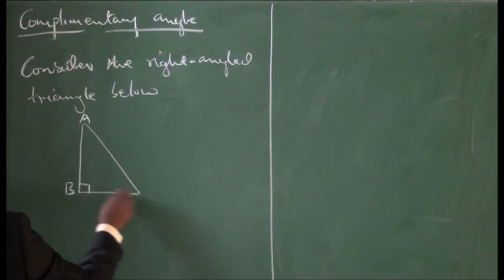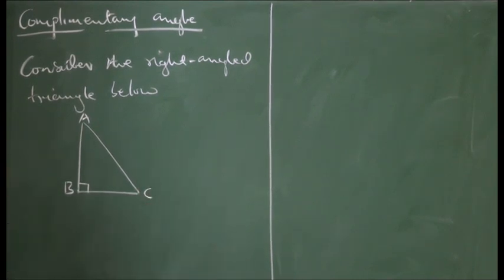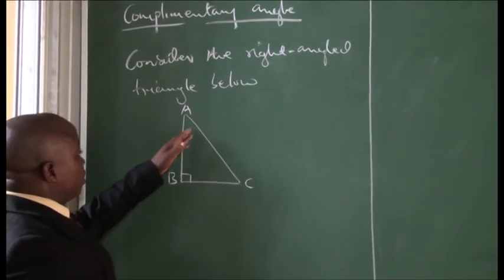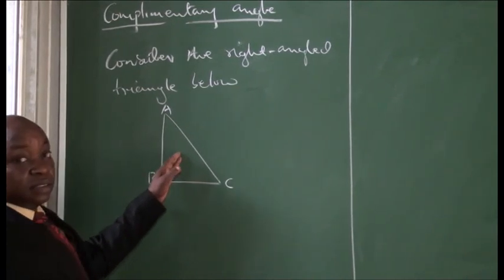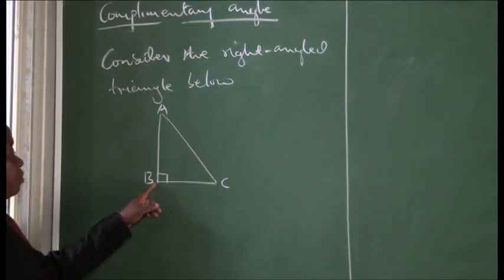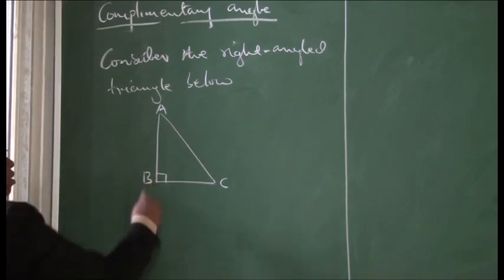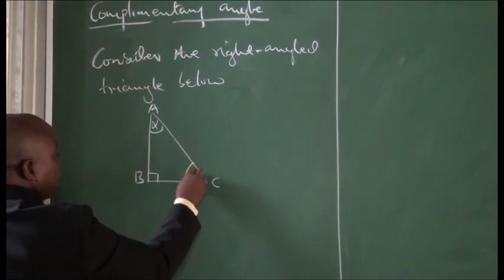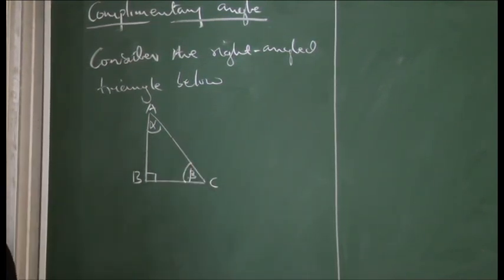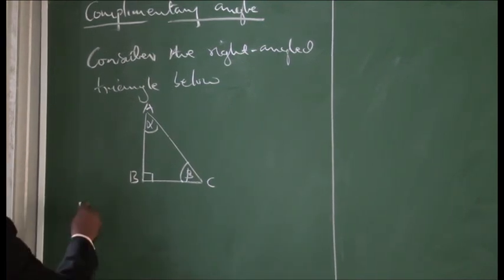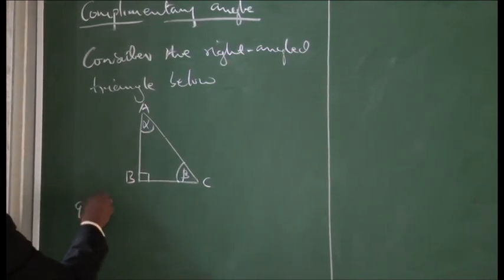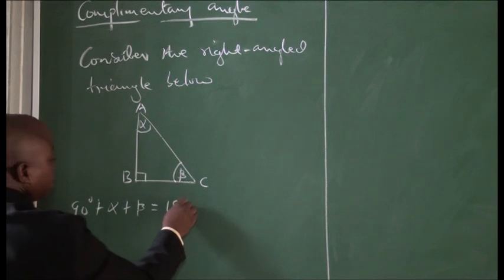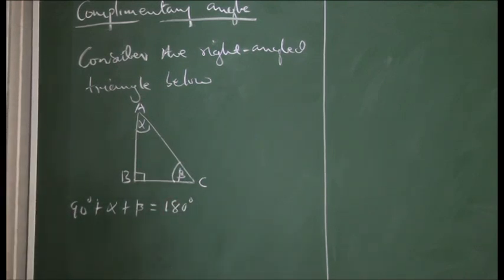Angle A, B, C. Now, we know that this right angle triangle has the total angle of 180. So with 90 degrees at B, it means that this is alpha and this is angle beta. So it means that 90 degrees plus alpha plus beta is 180 degrees, the total angle.